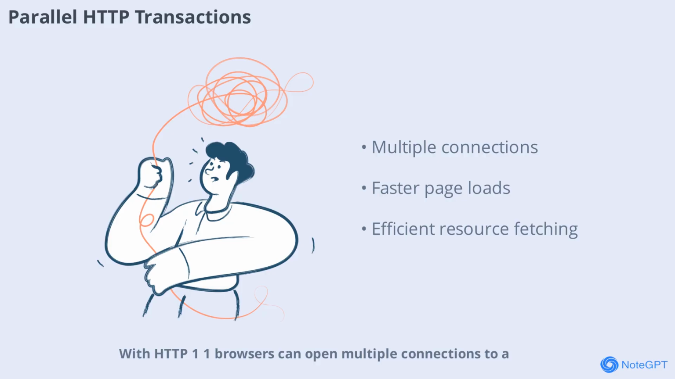HTTP 1.1 browsers can open multiple connections to a server and perform HTTP requests in parallel. This capability allows for faster loading of web pages by fetching resources simultaneously, rather than waiting for each request to complete before starting the next. Parallel transactions are especially beneficial for complex web pages with many assets like images, scripts, and stylesheets.